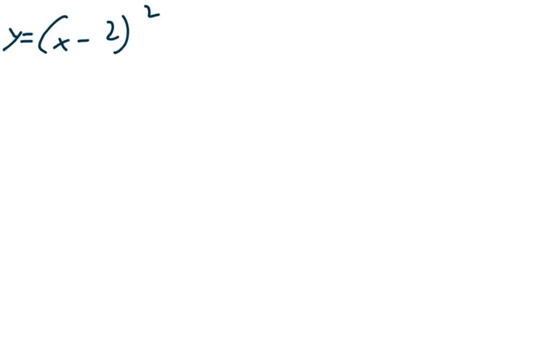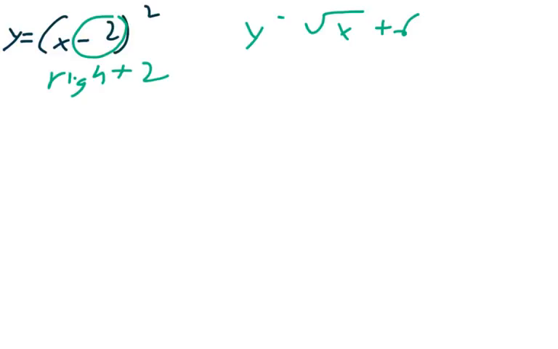When I have x minus 2 squared, what is the transformation? Well, because we have minus 2 inside the parenthesis, that means we're heading to the right 2. If we have the square root of x plus 6, the plus 6 is outside, which means we're going up 6.